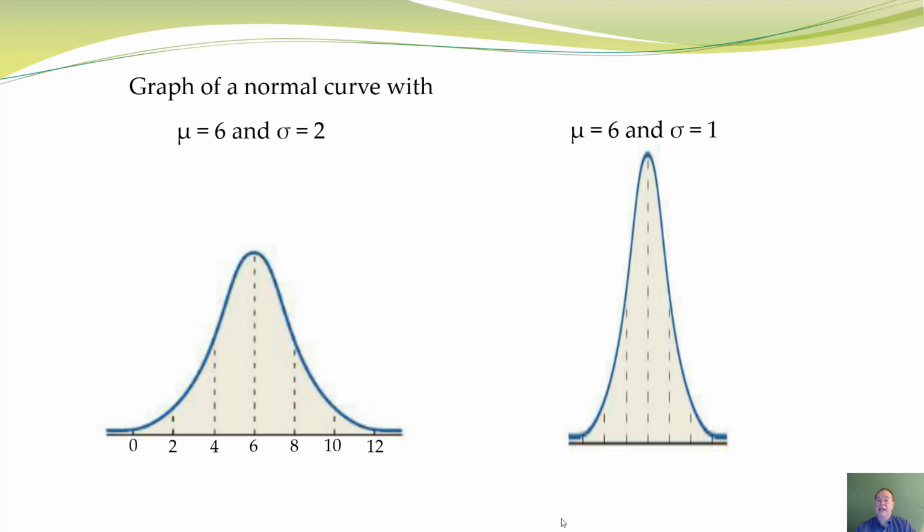Now, what if the mean was 6 and the standard deviation was 1? How's that going to change the graph? Well, 6 will be the center, but now we're going by ones. There's 8, there's 4, 10, 2, 12, 0. You notice it brought all the data in closer to 6 and pushed it up. So the smaller the standard deviation, the more compact the graph is, and it goes higher. The larger the standard deviation, the more spread out the data is.